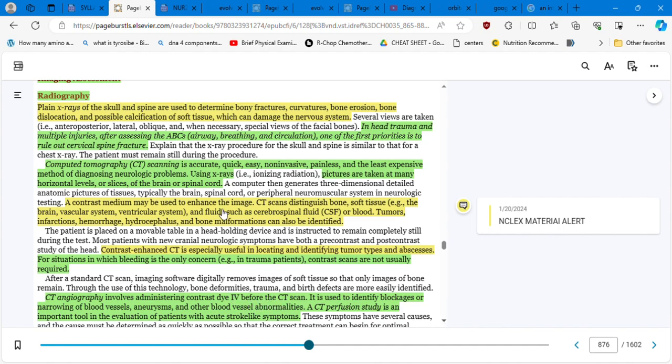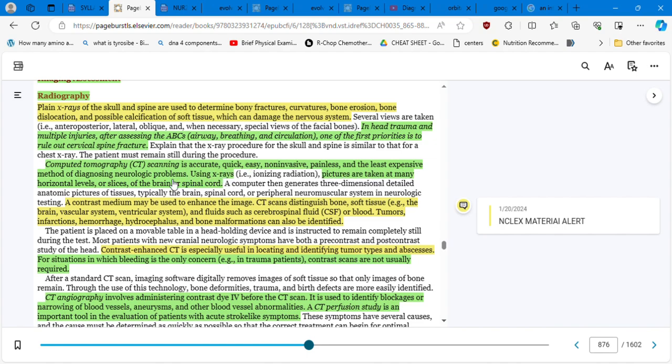The CT scanning is another type of radiography imaging. It's accurate, quick, easy, non-invasive, painless, and the least expensive method of diagnosing neurologic problems. Having said that, when the doctor wants to order an MRI as a first imaging, then many insurance companies, and I would say most of them, are going to see if the x-ray and CT scan were done first in order to approve the MRI. So MRI is going to be difficult to approve if there is no previous x-ray or previous CT scan.